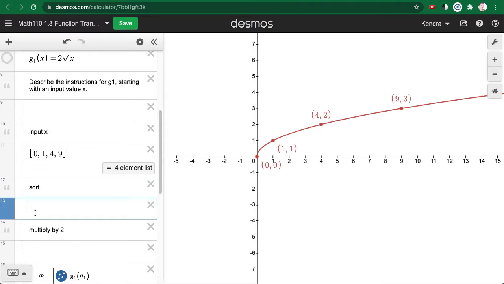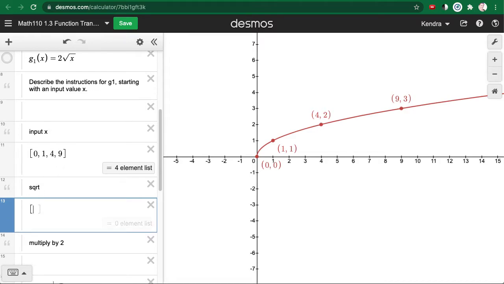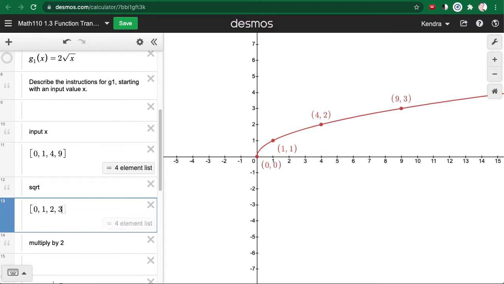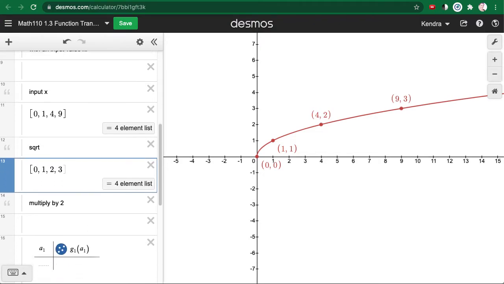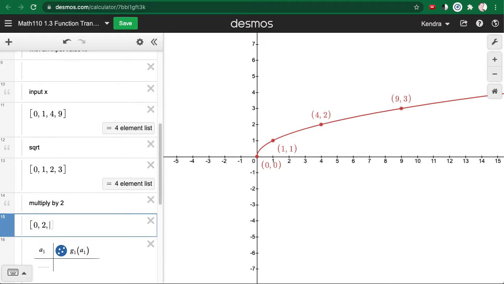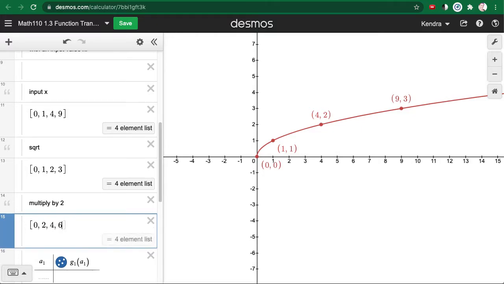So the next line is the square root of each of those numbers. The square root of 0 is 0. The square root of 1 is 1. The square root of 4 is 2. And the square root of 9 is 3. Next, I'm going to take those and multiply them by 2. So 2 times 0 is 0. 2 times 1 is 2. 2 times 2 is 4. And 2 times 3 is 6.